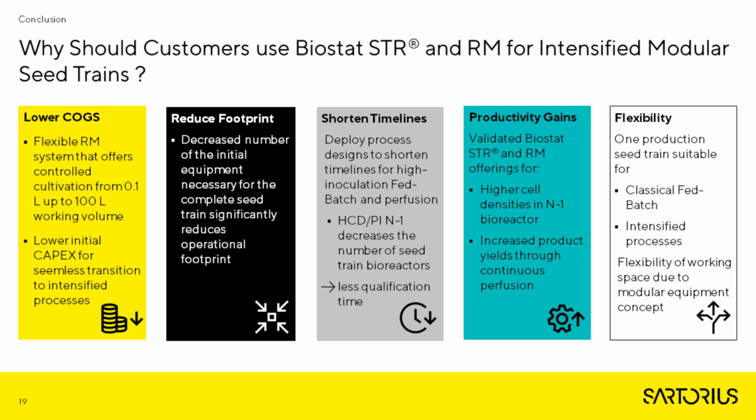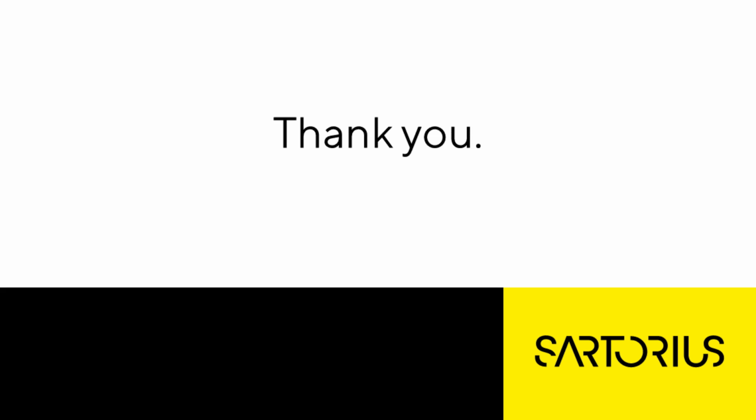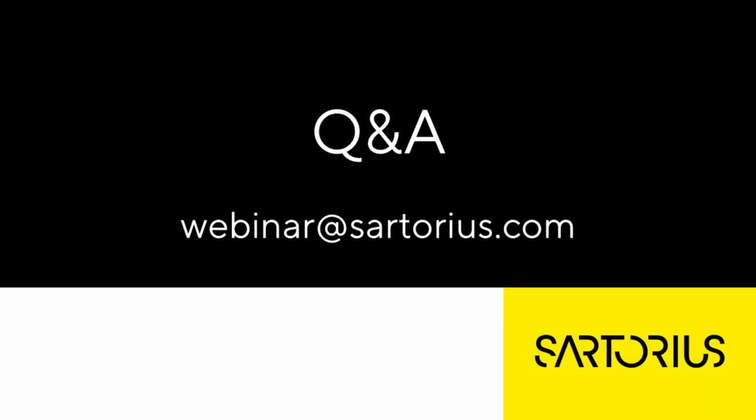Our customers report back shorter timelines. It's also associated with a lower number of equipment that would then eventually require less qualification time. There is a definite productivity gain as our Biostat STR and RM bioreactors have validated offerings for higher cell densities in the N-1 stage. Also, we offer one production seed train that is suitable for both classical fed batch and intensified processes, which adds this extra degree of flexibility. With this, thank you so much for your attention, and we are open for the Q&A session.